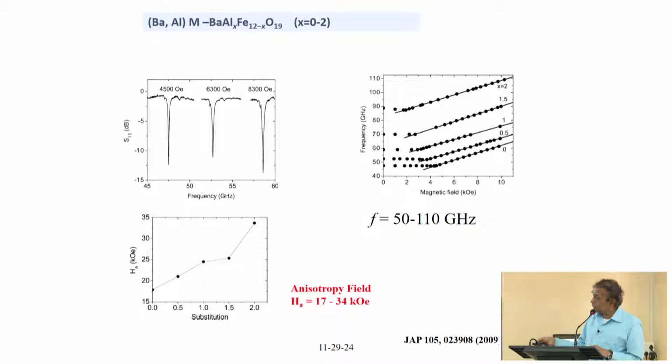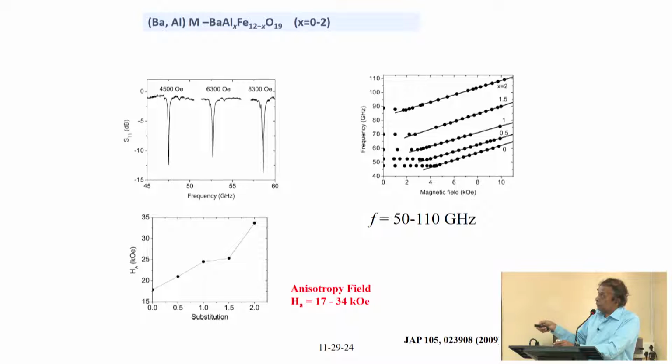The figure here at the bottom shows the anisotropy field as a function of aluminum substitution. For 0 aluminum it is around 18 kilohertz, and with aluminum substitution you see a dramatic increase in the anisotropy field, and you can reach a value of around 34 kilohertz for aluminum substitution by 2. So, it would allow you to increase the device operating frequency just by substituting aluminum without having to apply higher and higher bias magnetic field.